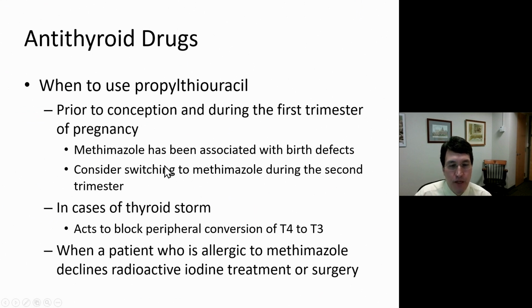We also use PTU in cases of thyroid storm because it has the additional benefit of acting to block peripheral conversion of T4 to T3. It can help to rapidly bring down what may be very high T3 levels. And we may also use it when there are patients who are allergic to methimazole, who've declined radioactive iodine treatment or surgery. That said, about 50% of the time, patients who are allergic to methimazole may be allergic to PTU as well.